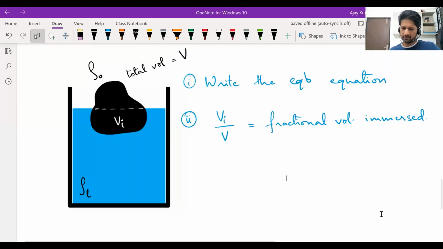Pawan, can you tell the equilibrium equation? Like there are two forces acting on it, weight and buoyant force. You'll have to equate them. How do you write expressions for them? Can you unmute and respond? Is it possible? Okay, fine.